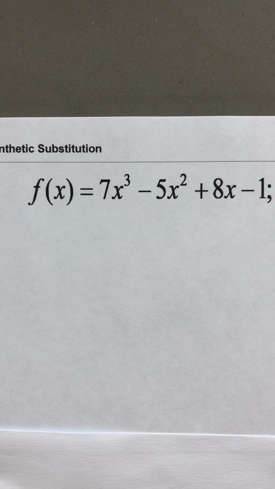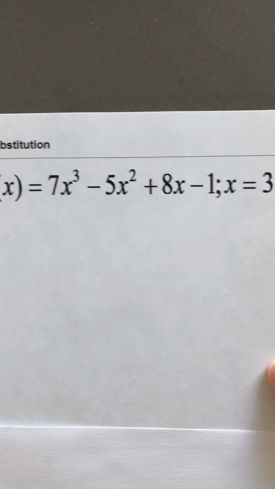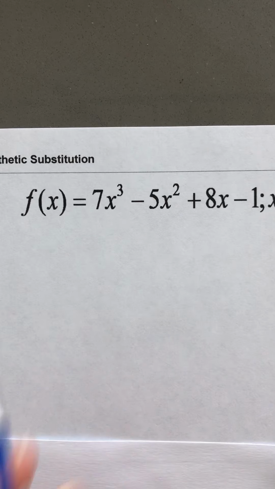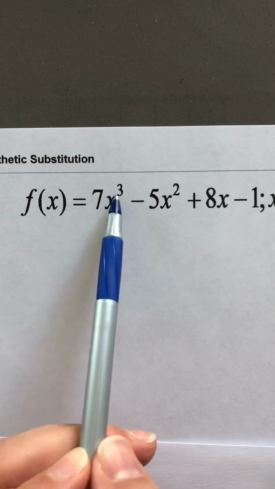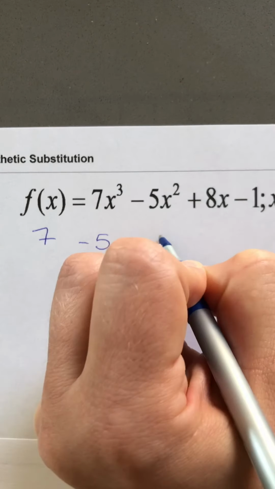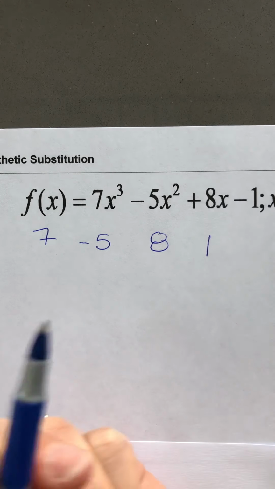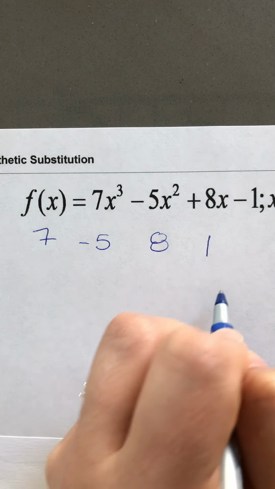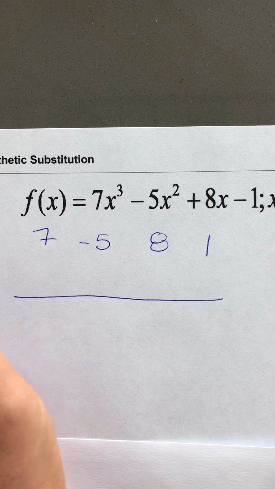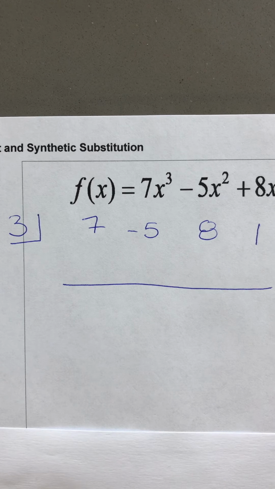Here we have f of x equals 7x cubed minus 5x squared plus 8x minus 1 when x equals 3. Sorry, I can't get the whole thing easily on my screen as I show you. We're going to start with writing down our leading coefficients. We've got a 7, a negative 5, 8, and 1. And here we have 3, 2, 1, nothing. So we don't need to have any placeholders. And over on the side, we're going to put our x equals 3. Hopefully I can get all that in the video. All right, there we go.